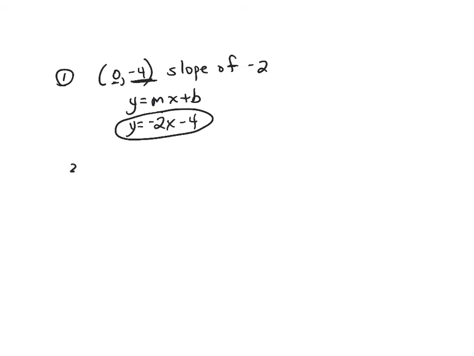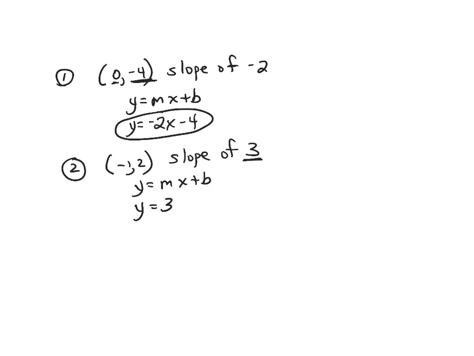But let's take a look at another one that maybe isn't quite so easy. Let's say I have a line that goes through the point negative 1, positive 2, and it has a slope of 3. I'm going to do the same thing, but I'm going to have to do a little bit more algebra in order to figure that out. Eventually, I want it in the form y equals mx plus b. I know m is equal to 3 because that's the slope. So I'm going to put in y equals 3x plus b.